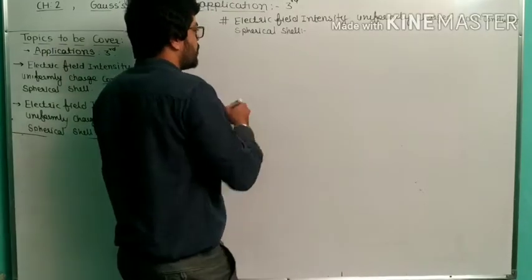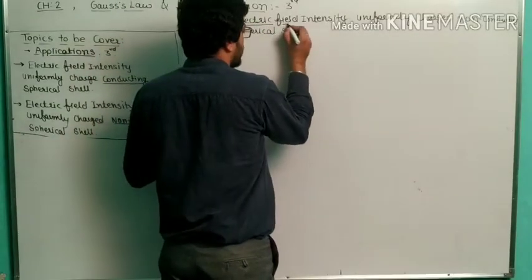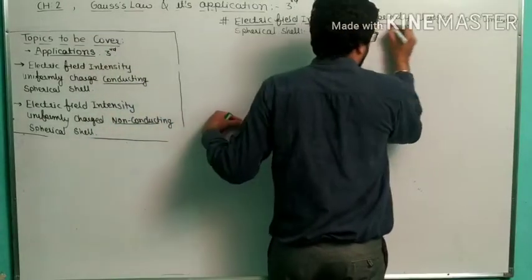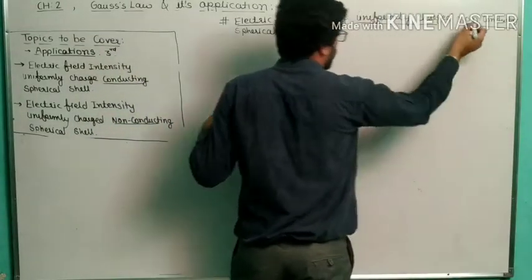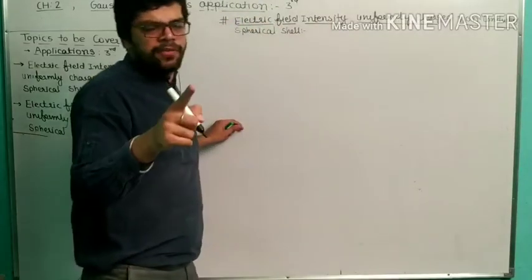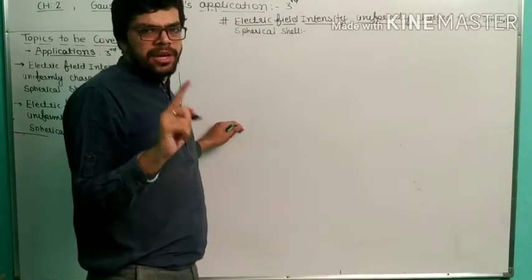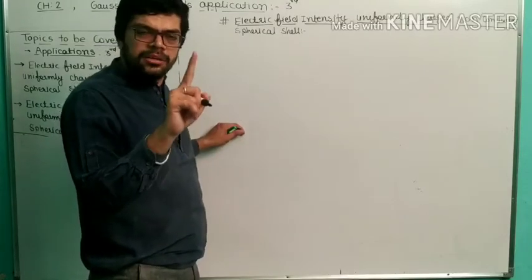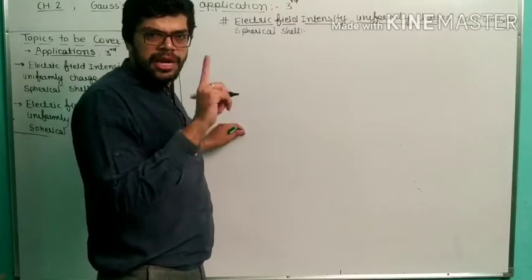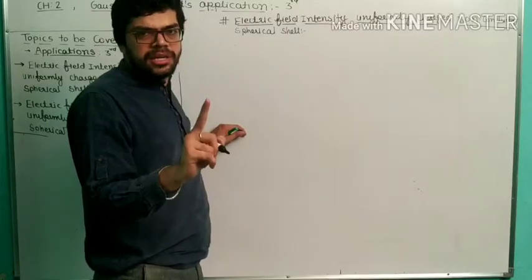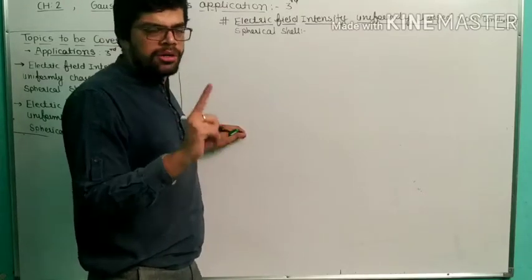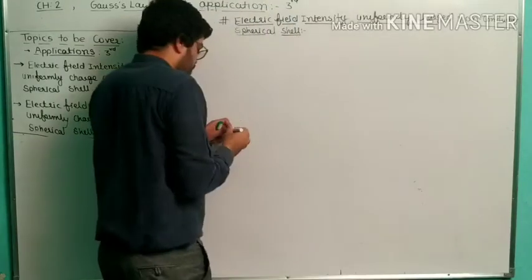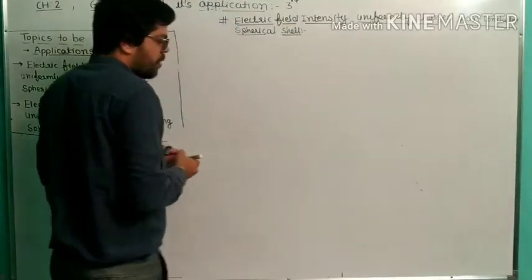What we have to find out? We have to find out electric field intensity. It is uniformly charged, non-conducting. Non-conducting means the electric field is present inside as well as outside. In previous case, inside electric field was zero. Understood? Because that was a conducting spherical shell. Now we are talking about non-conducting spherical shell. So let's start here.